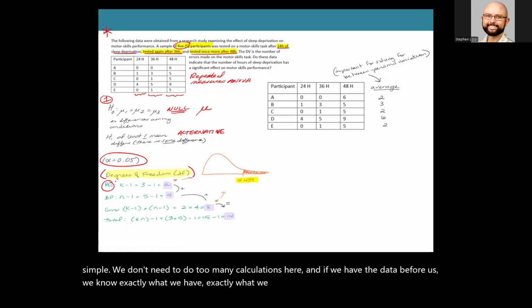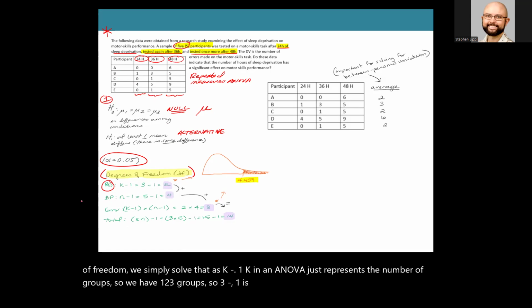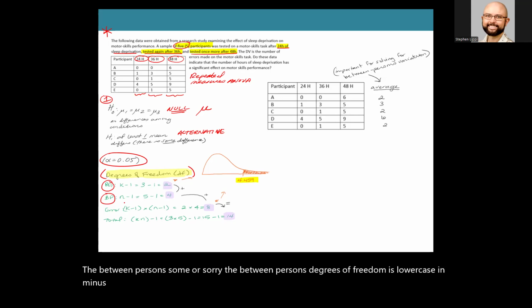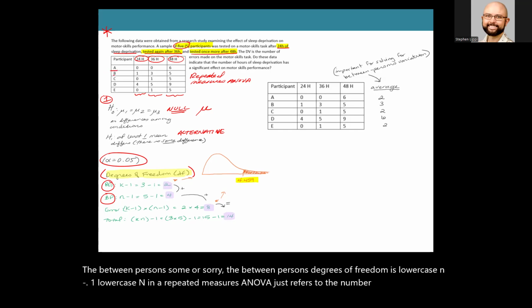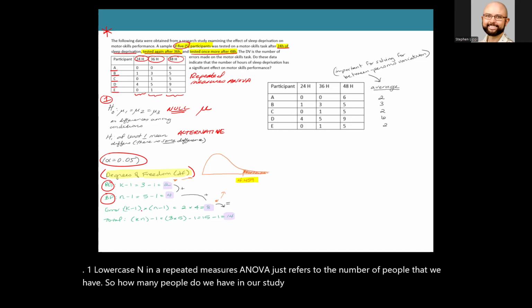So to get our between groups degrees of freedom, we simply solve that as k minus 1. K in an ANOVA just represents the number of groups. So we have 1, 2, 3 groups. So 3 minus 1 is 2. The between persons degrees of freedom is lowercase n minus 1. Lowercase n in a repeated measures ANOVA just refers to the number of people that we have. So how many people do we have in our study? That is 5. So 5 minus 1 is 4.